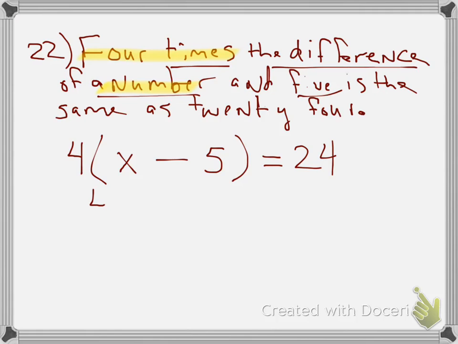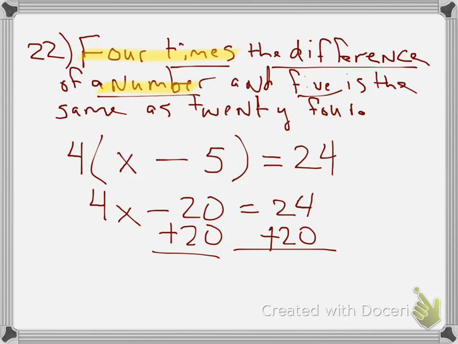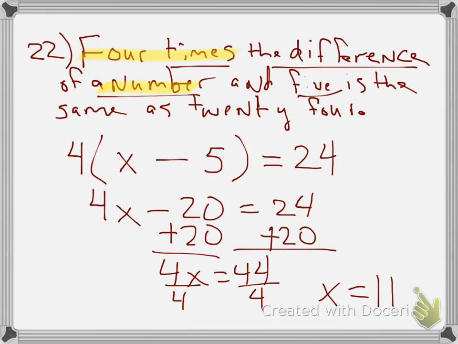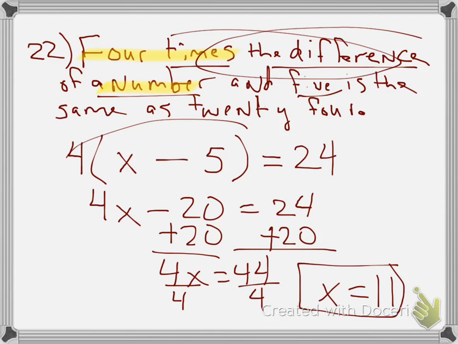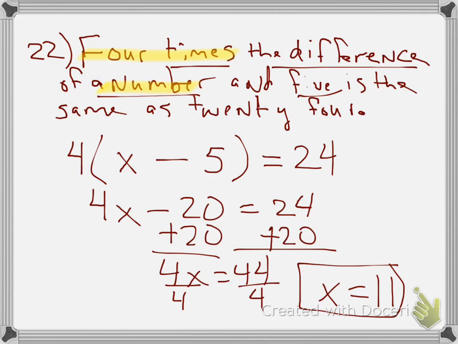So if I distribute 4, 4x minus 20 equals 24, add 20, you get 4x is equal to 44, then divide, x equals 11. And that's it. But the key is, are you seeing the parentheses? You need to make sure you see those parentheses. Okay? And then we'll look at some of the others.